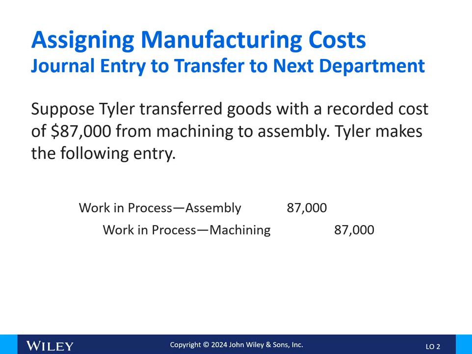So we've accumulated costs in machining. We also had some direct costs into assembly and overhead costs into both. Now we're done with the machining process. We're going to take those goods and transfer them from machining to assembly to get assembled and packaged up, so we can move those costs with this journal entry into that department.